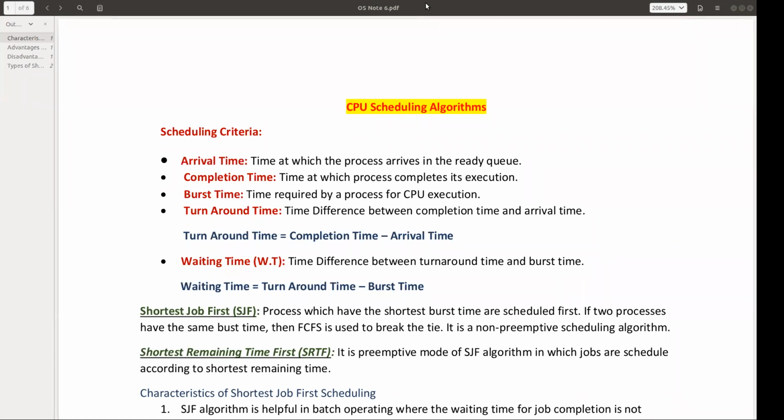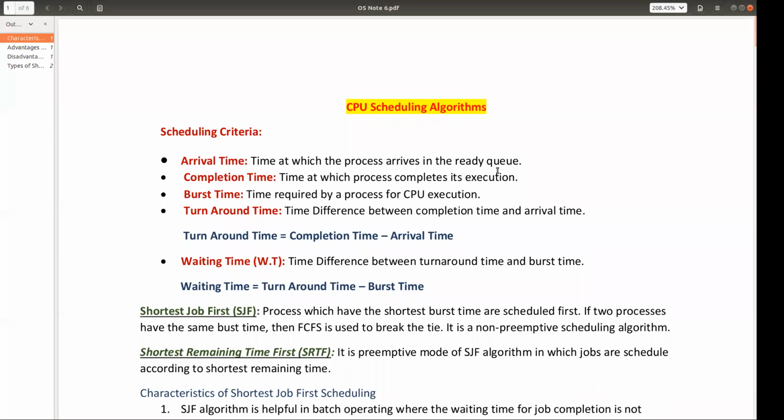Okay. So the thing is, as I was telling you, regarding the SJF. Before going to the SJF, we have a few scheduling criteria which are the same for every kind of scheduling. That is arrival time, completion time, burst time or service time, and turnaround time. Turnaround time means completion time minus arrival time, and waiting time is turnaround time minus burst time.